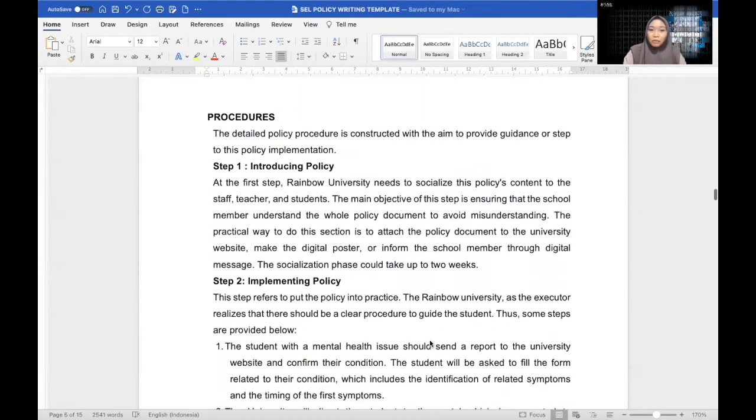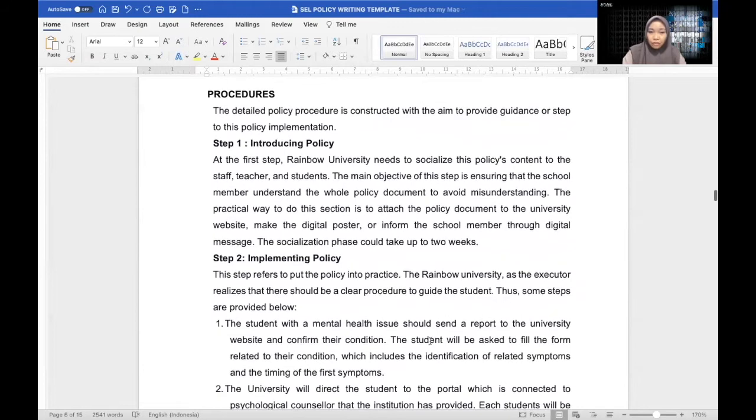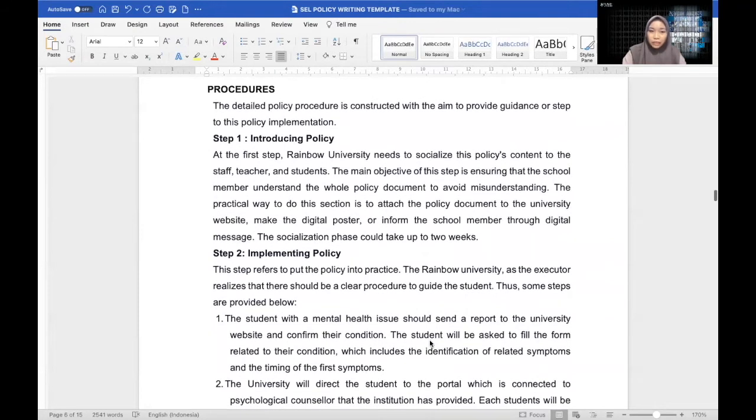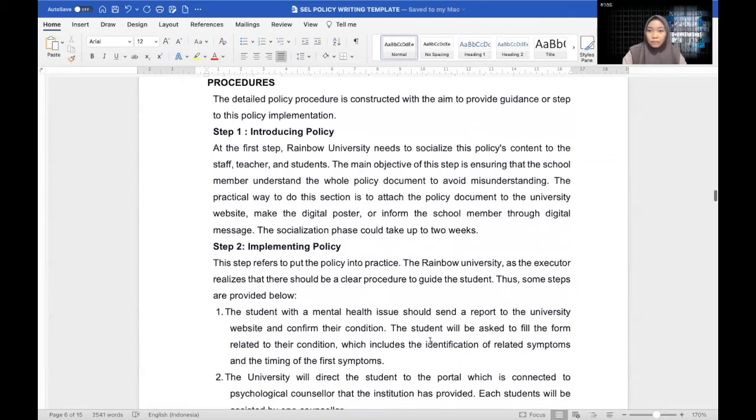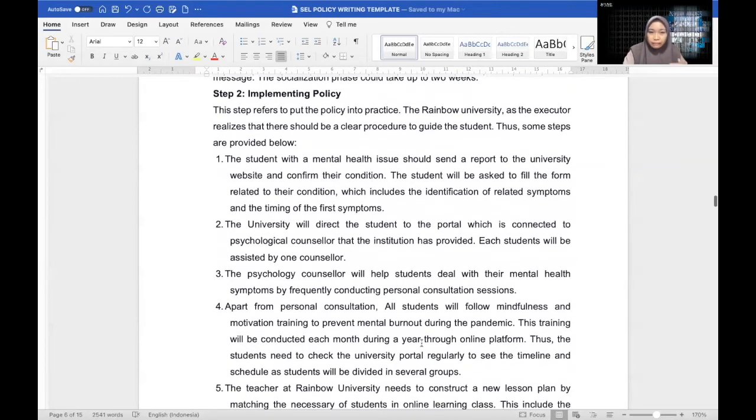And the next is about the procedure. Of course, for the implementation of this policy, we need the procedure. So we divided the procedure into three steps. The first step is introducing the policy. Before this policy is implemented, we need to socialize the content of this policy to the whole school community to avoid misunderstanding. And then the second step is implementing the policy. So here we provide some detailed explanations about how to implement the policy.